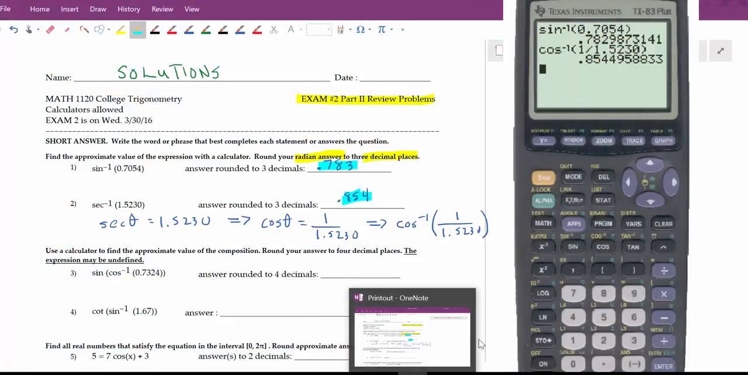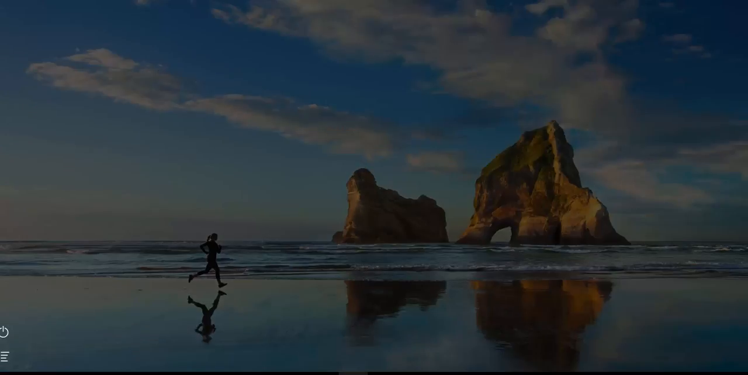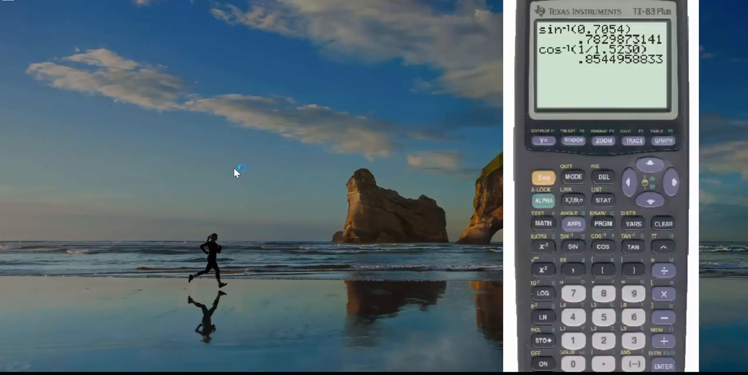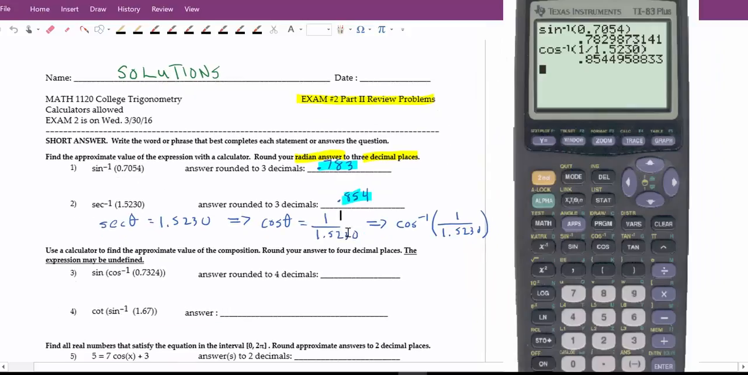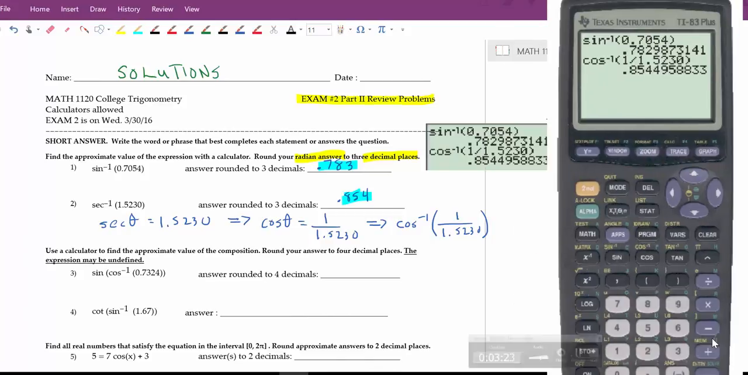Oh, come on, stop this. Okay, all right, so let me pause this for a second and get this fixed.